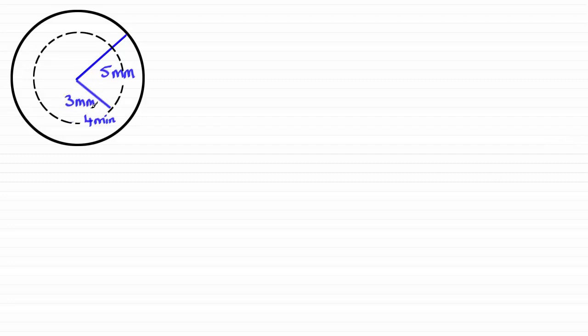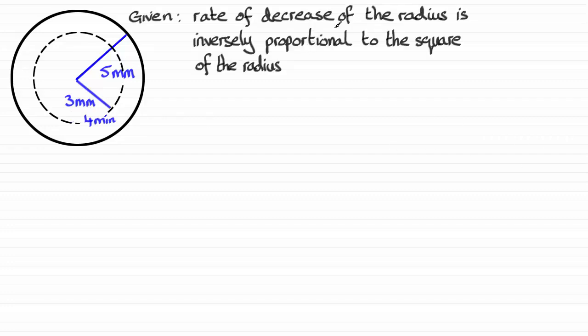So for this question then, what I've done is just drawn a sketch of our sweet. Initially, it has a diameter of 5 millimeters. And then we're told that after 4 minutes, its radius is now down to 3 millimeters. We're also told that the rate of decrease of the radius is inversely proportional to the square of the radius. And we're being asked to find an equation relating the radius to the time.